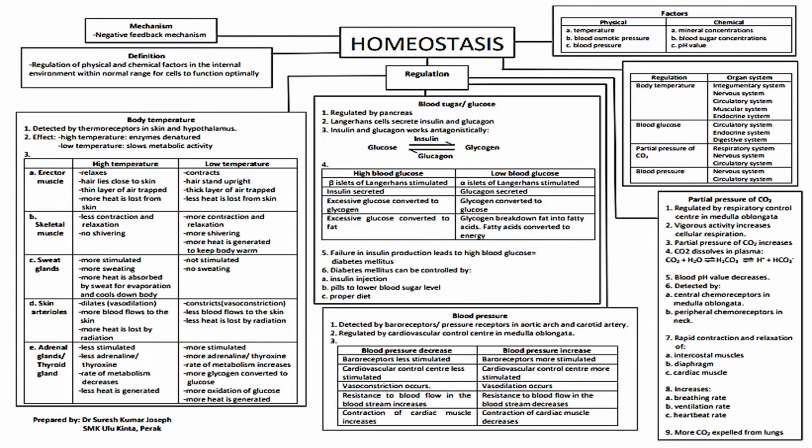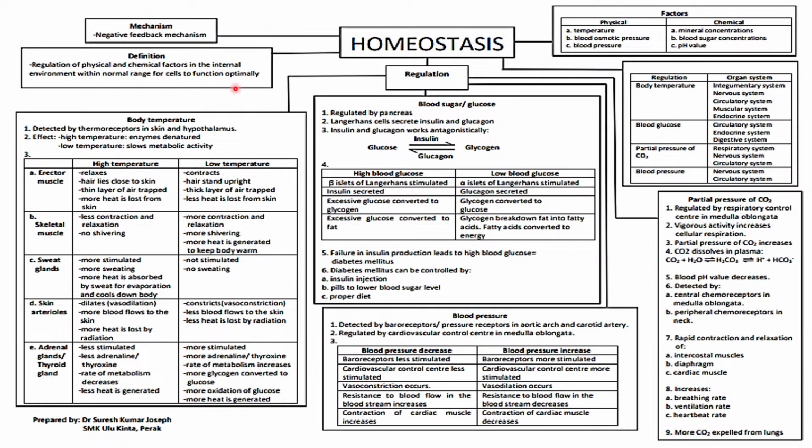Okay, now let us look at the definition of homeostasis here. Homeostasis refers to the regulation of physical and chemical factors in the internal environment within normal range for cells to function optimally. And the mechanism involved is negative feedback mechanism.